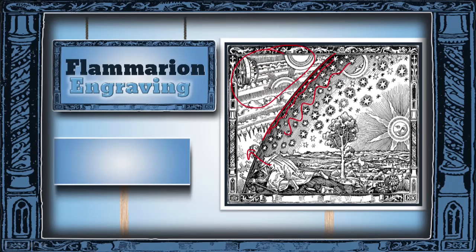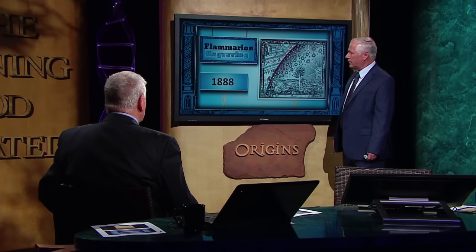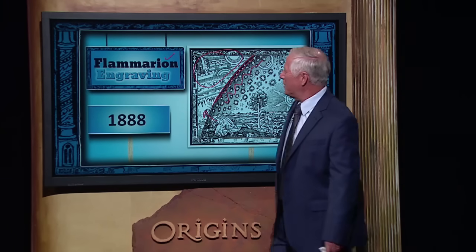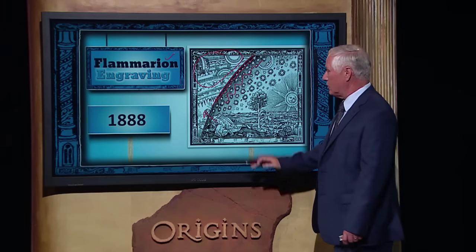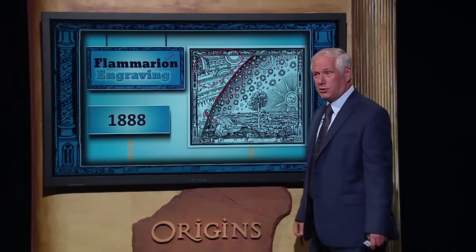Is that pretty much what you think the people in the Middle Ages believed? That's pretty common. I think so. That's what people tend to think. That would be my assumption. You could believe this engraving came right out of the Middle Ages. Sure. It didn't. It came from 1888. Flammarion was a Frenchman who wrote a book on meteorology, and he used this to illustrate his book. And it was supposed to represent the medieval sort of thing going on.